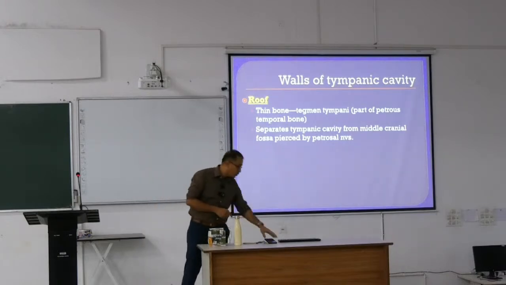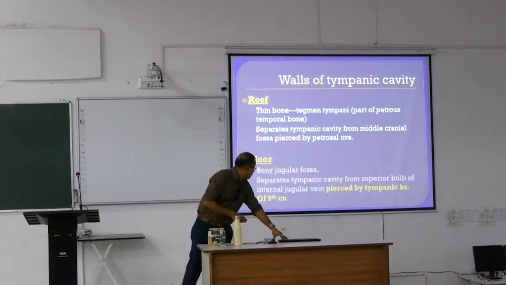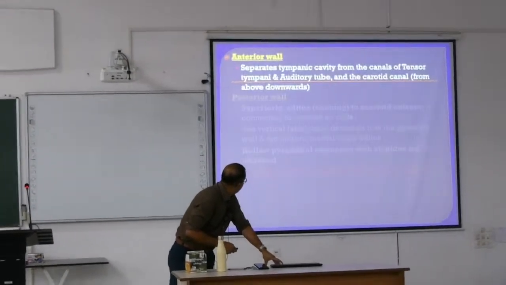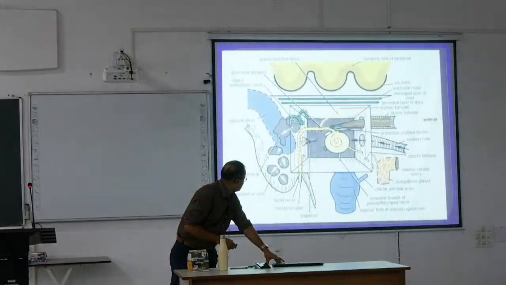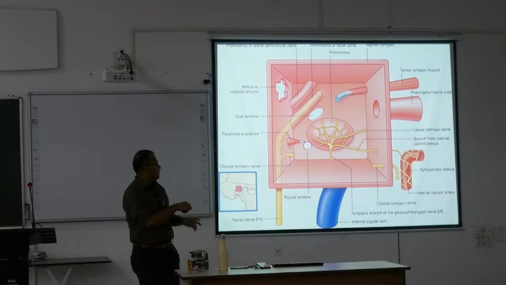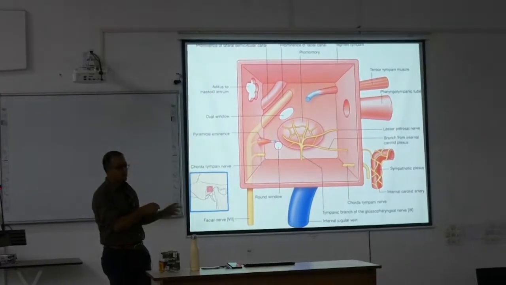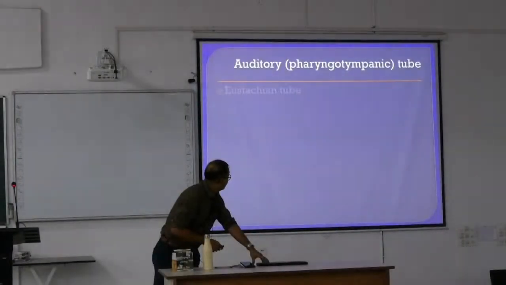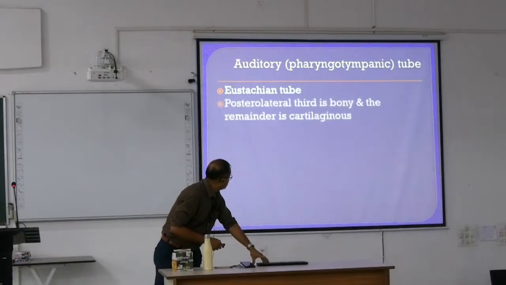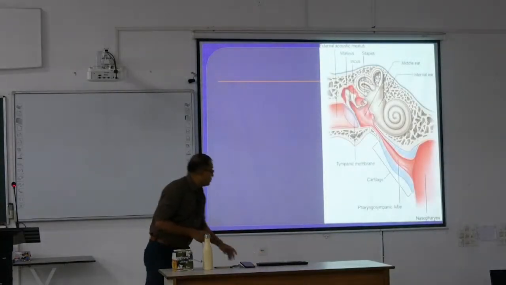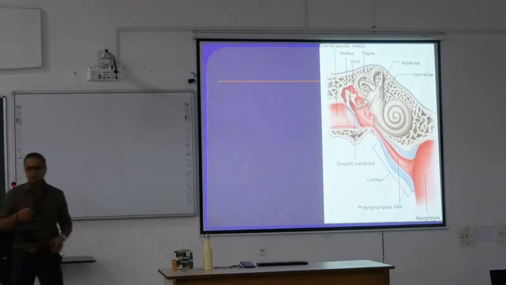So the roof, floor and walls of the middle ear cavity you have to know really well, along with the features, especially the promontory, the plexus of the glossopharyngeal nerve, the oval window and round window, and what is covering them. They are very important. Now we are moving to the last entity here, which is known as the eustachian tube or the auditory tube. Partly we have discussed this auditory tube.